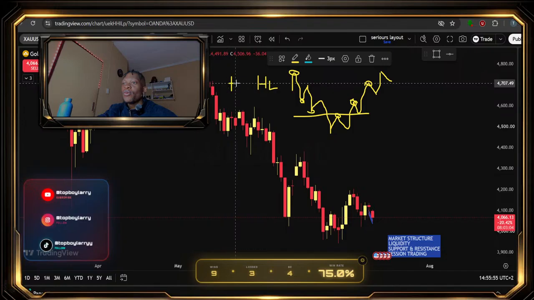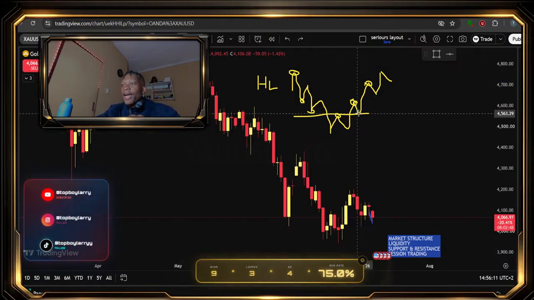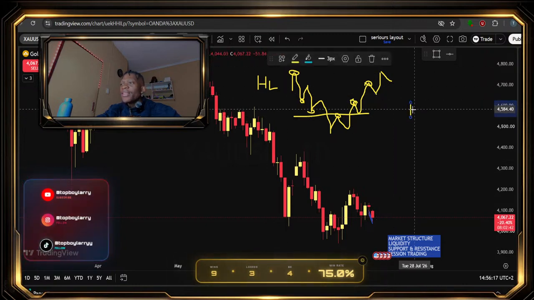Higher highs and higher lows is what happens during an uptrend. An uptrend is gonna give you higher highs and higher lows, higher high, higher low, higher high, higher low. And then a downtrend, what is a downtrend gonna give you?